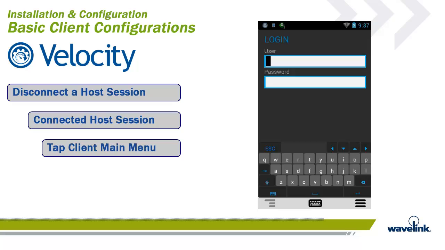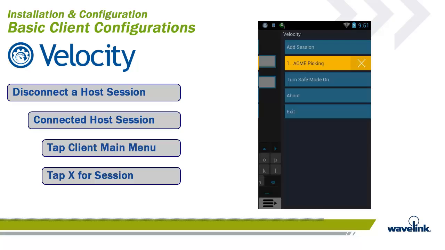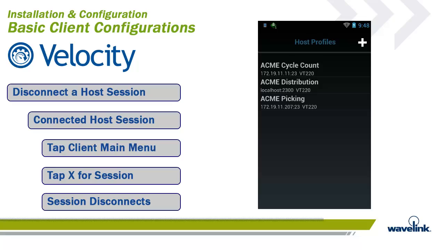From any connected host session screen, click on the Client Main Menu button as shown here on the lower right side of the screen. If multiple sessions are connected, just click on the session you would like to disconnect. This will leave all of the remaining sessions open. You will return back to the Client Main Menu and you will need to select the session you would like to have focus. If there is only one session, the device will return to the initial host profile screen and a new connection must be created to move forward.